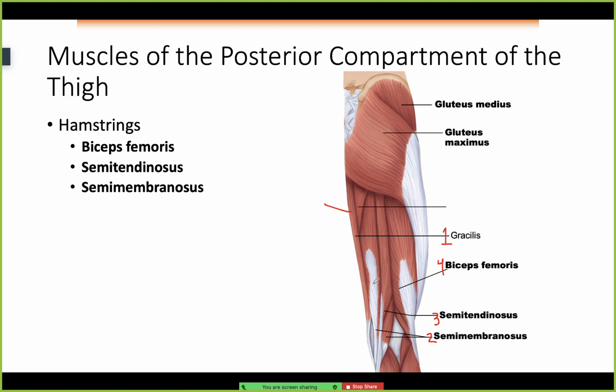So gracilis, semimembranosus, semitendinosus, and biceps femoris. A little trick for remembering these two words is that the semimembranosus comes before the semitendinosus. The semimembranosus is more medial than the semitendinosus. Remember, medial is towards your middle line. This is the person's right foot. You have the guy's left foot on this side, and the rest of his sacrum is right there.